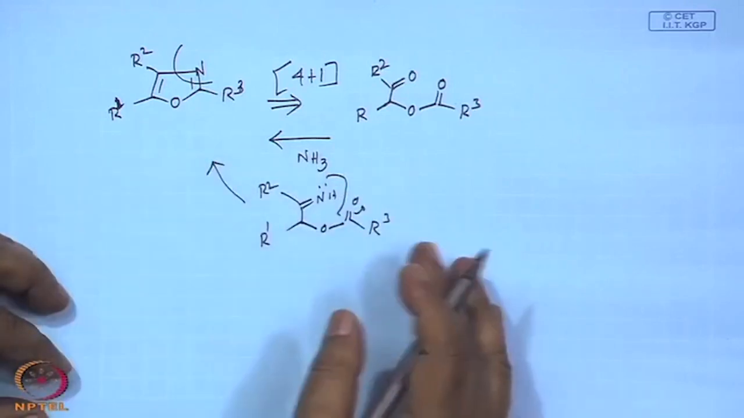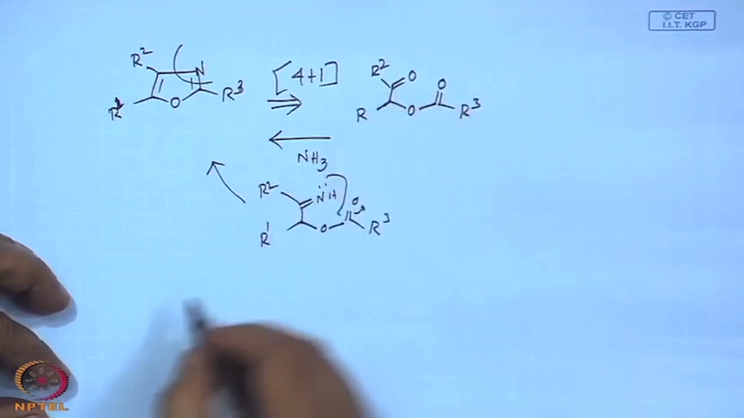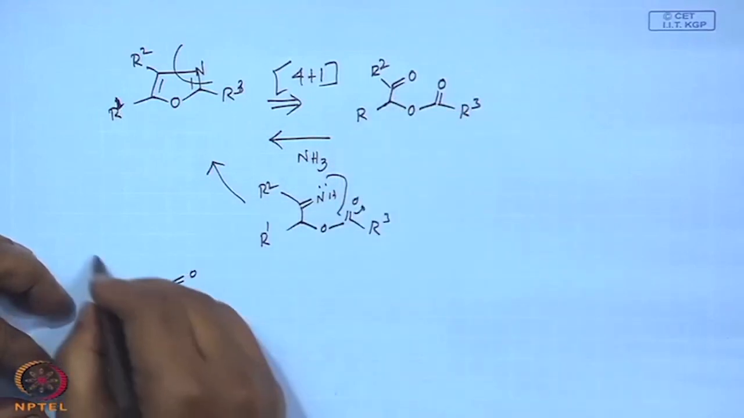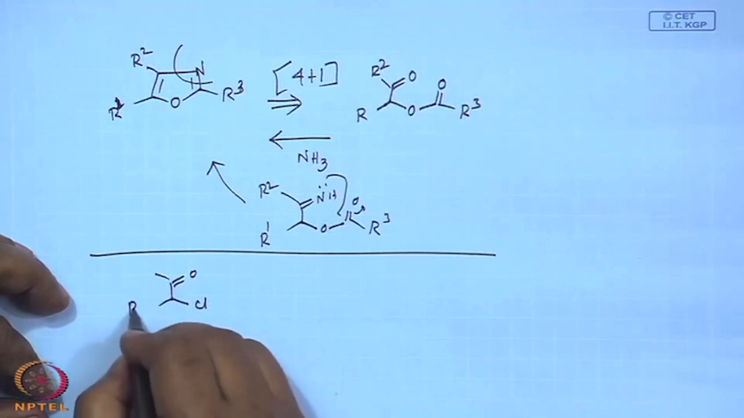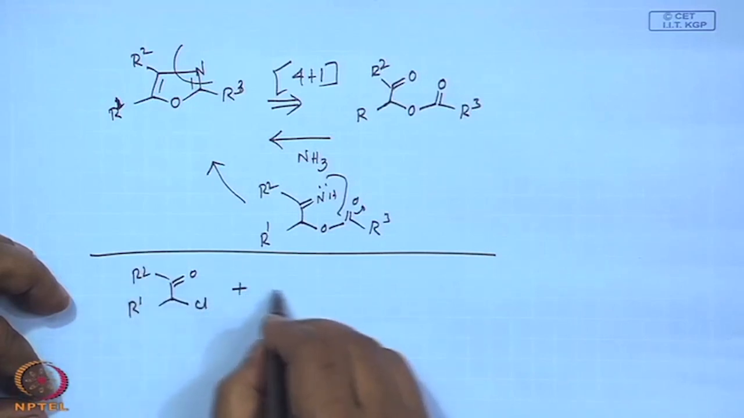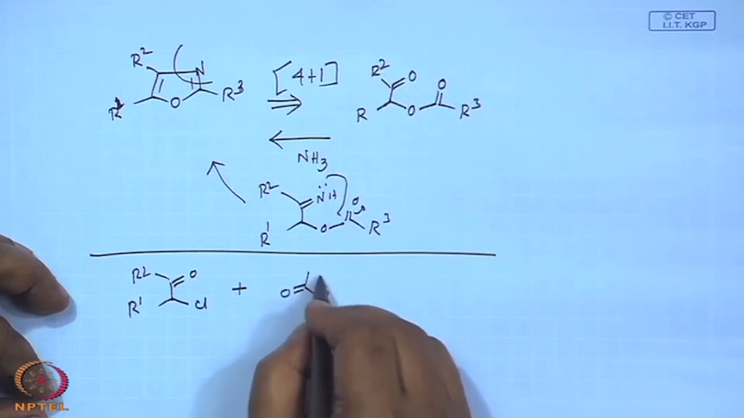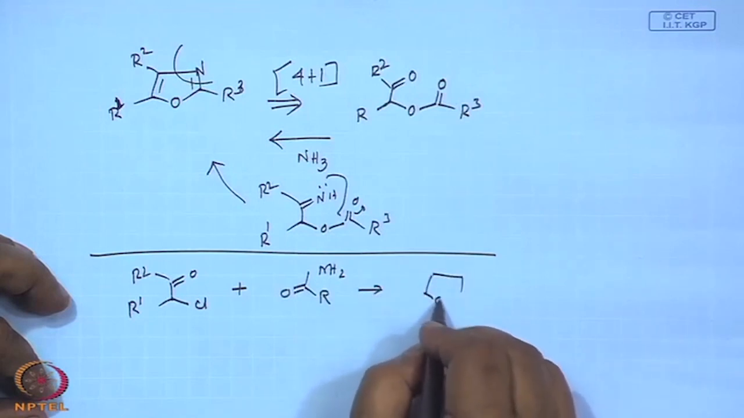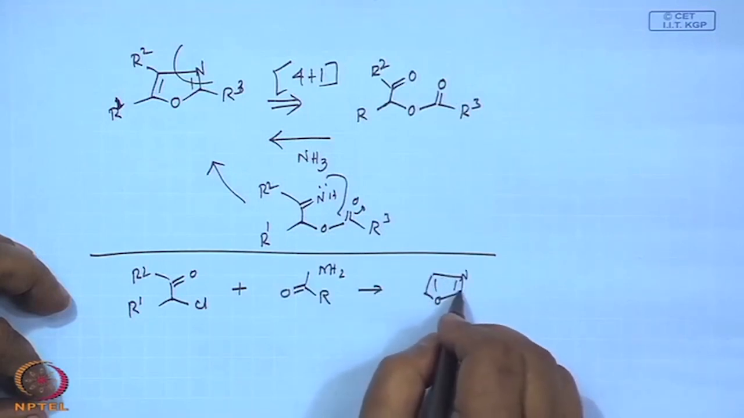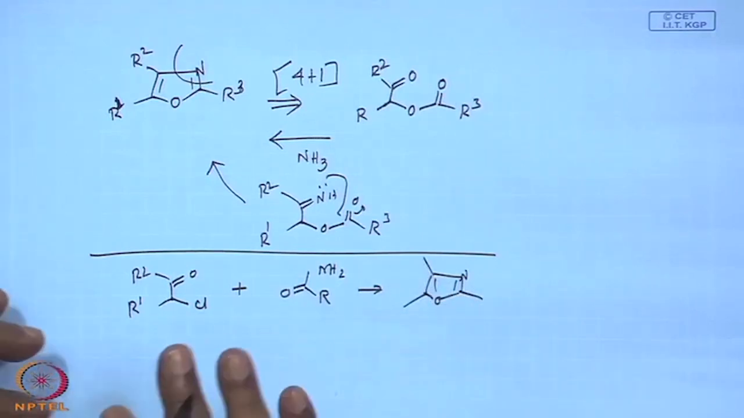So there are other methods also. Similarly, here you have a hydroxy ketone. There are methods where you can use the corresponding halogen compound, let us say X, with R1, R2, and then you can treat with the corresponding amide, and you get to these oxazole systems. So you have all kinds of permutation combinations among them.